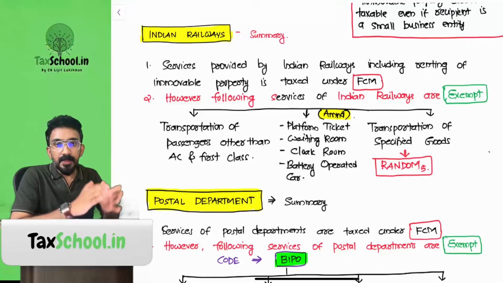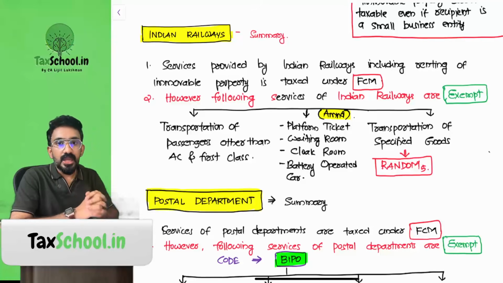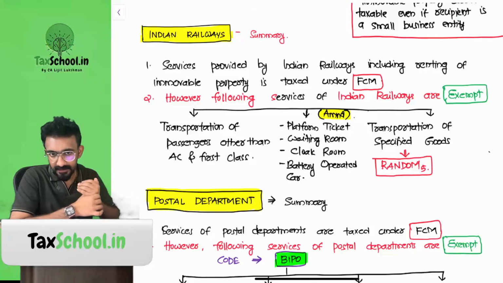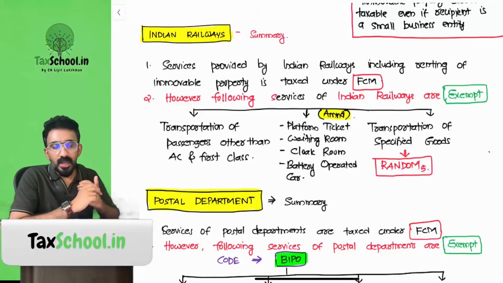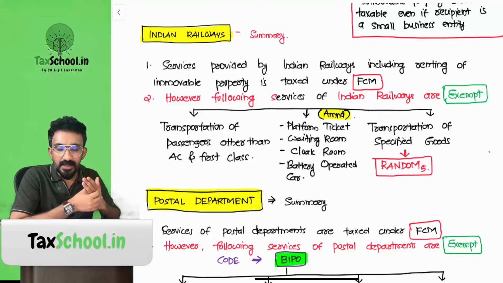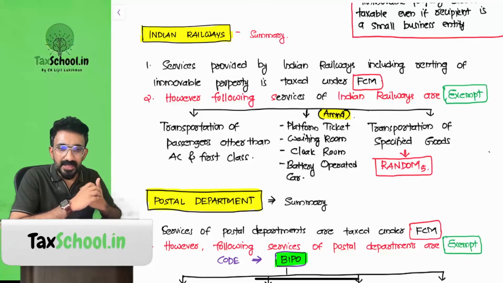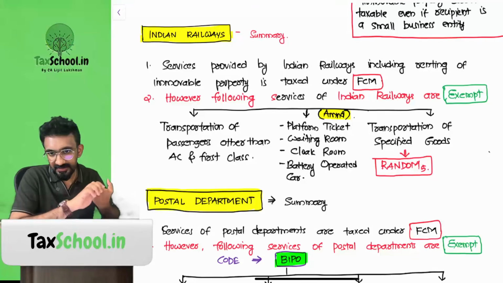Now, next question is, are all services of Indian Railway taxable first of all? I'm saying that the answer is no. Some of the services of Indian Railways are actually exempt. It is not taxable, it is rather exempt. Right? Now, what are the services of Indian Railway which are exempt? You can see there are three segments of services for Indian Railway which are exempt. Number one, transportation of passengers other than AC and first class. Number two, platform ticket, waiting room ticket, cloak room ticket, battery operated car. Number three, transportation of specified goods.